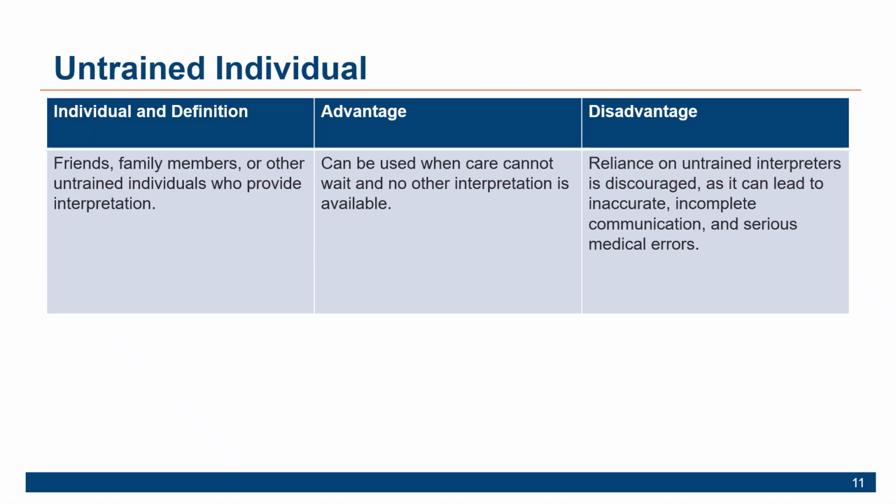Using untrained individuals like family members or friends should be a last resort, used only in emergencies to prevent care delays. Relying on untrained interpreters can lead to incomplete or inaccurate communication. Whenever possible, providers should return to working with credentialed interpreters as soon as one becomes available.